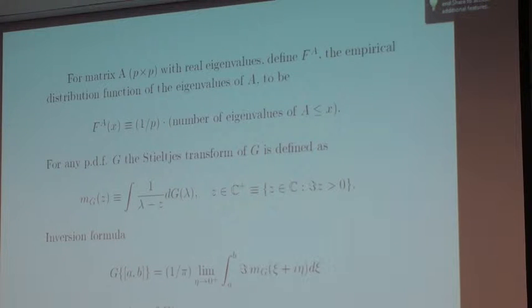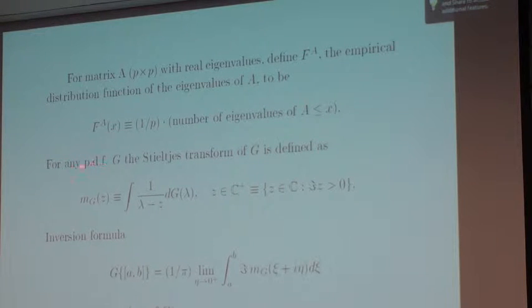I'll be looking mainly at eigenvalues, and specifically what we call the empirical distribution function of the eigenvalues of a matrix A. Let's say it's P by P, and it has real eigenvalues. This is the probability measure induced by the P eigenvalues putting equal mass on each. For any x, you count the number of eigenvalues less than or equal to x and divide by the number of them: the proportion of eigenvalues less than or equal to x.